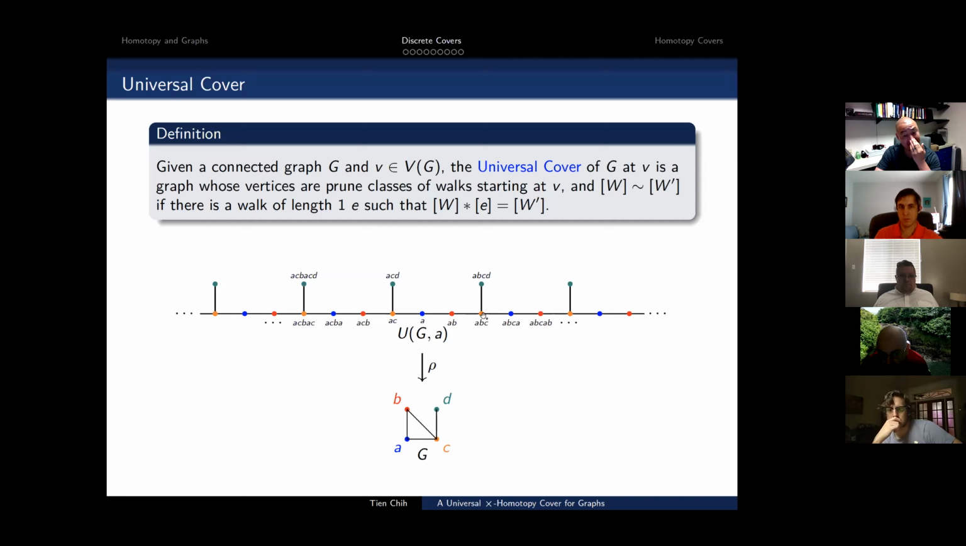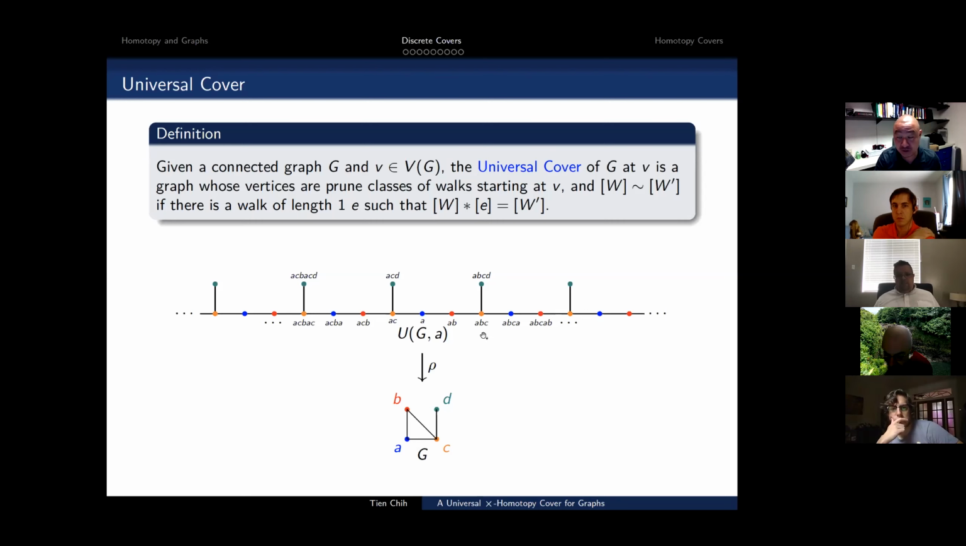And at the point ABC, we have a choice, right? We can go up to D, or we can go back over to A. That's where our choice is from C. Are the degrees preserved? Yeah, so that's a result, right? That's not part of the definition, but it turns out that they are, because you get a neighbor for every step you could have taken down at the G level.